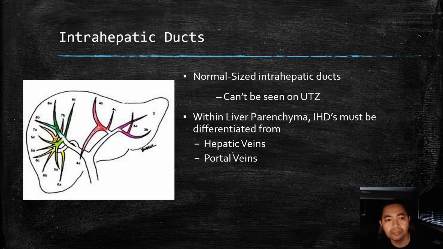In evaluation of intrahepatic bile ducts, there are a couple of key points I would like to emphasize. Normal-sized intrahepatic ducts cannot be seen on ultrasound, and they must be differentiated from hepatic veins and portal veins within the parenchyma. If there is no biliary obstruction and no biliary ductal dilatation, one would not expect to see the intrahepatic ducts on ultrasound. When there is apparent biliary ductal dilatation, it is important to distinguish these from hepatic veins and portal veins.